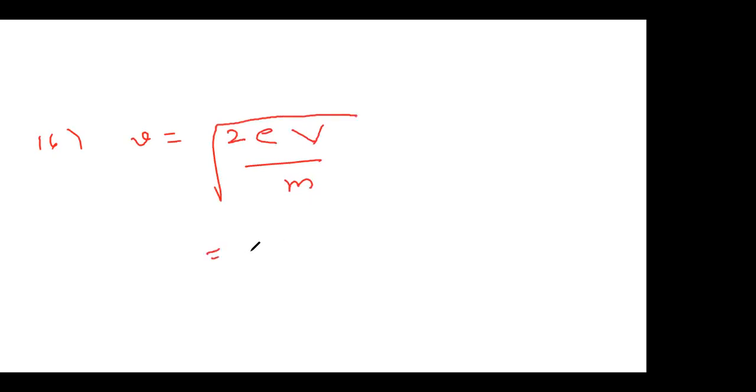I did so many similar sums now. 16th, velocity acquired. When potential comes, remember the formula for velocity. It is root of 2eV upon m. e upon m is called charge to mass ratio or specific charge, given as 1.6 into 10 raised to 11, and voltage is given as 200. Now I think you can easily solve.